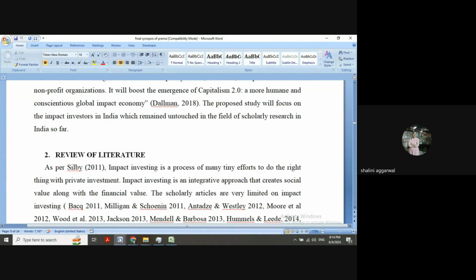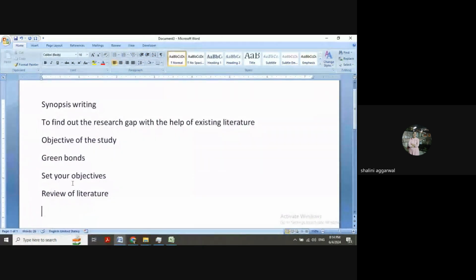Introduction is the first step. What is the first thing? Let me repeat this again. Let us do it once again. Synopsis writing. What is the first thing that you have to do? You have to find out the research gap with the help of existing review of literature. Then you set the objective, right? And make diagrams. Here, make diagram.